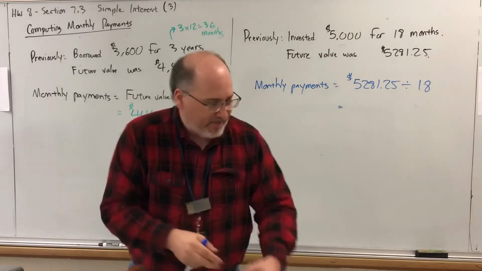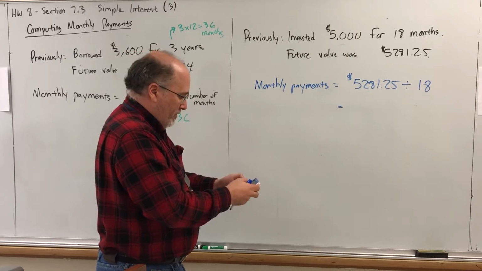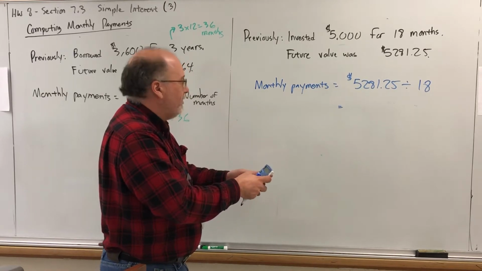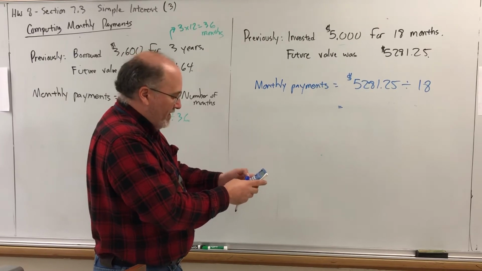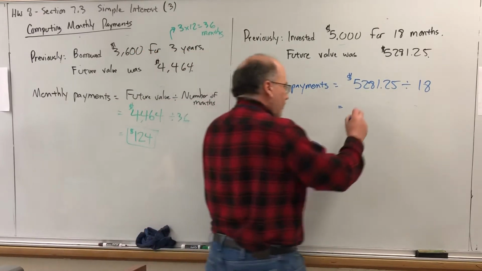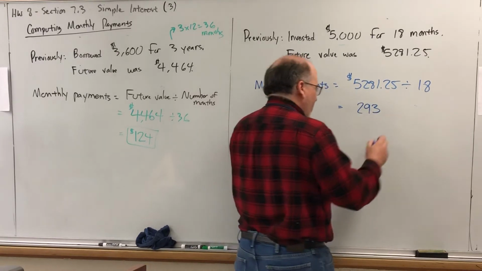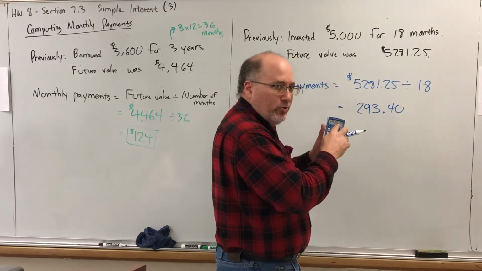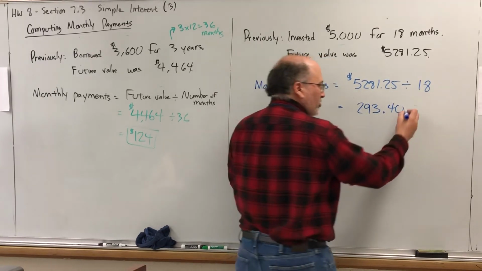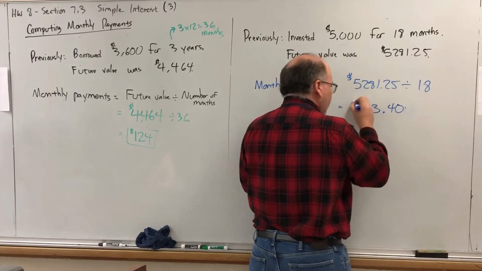So if we divide that, it won't come out to be a whole number. $5,281.25 divided by 18 months. To the nearest cent, $293.40. It's actually 0.402 something. But because the 2 over there is too small, it doesn't round up to 41 cents.